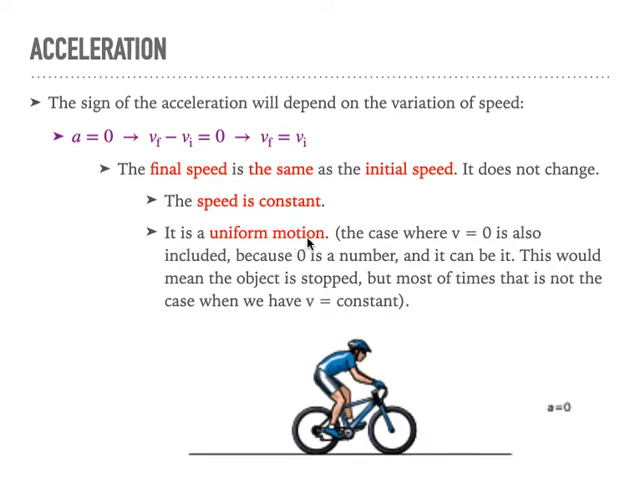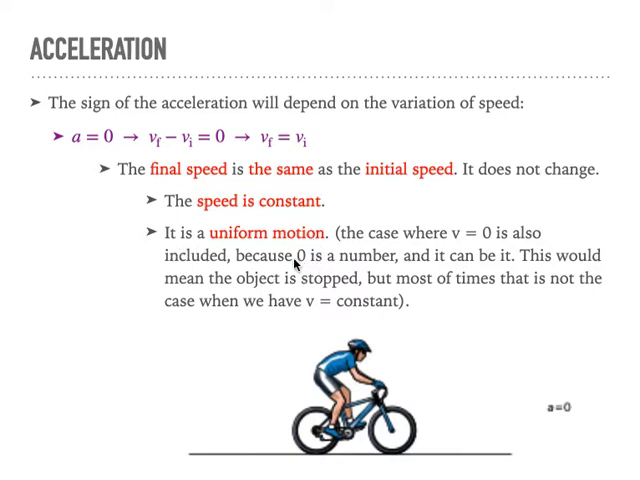a uniform motion. So uniform motion is that you're always moving at the same rate, at the same speed. Here we also have the case where the velocity is 0, and it's also included here. So it can also be that it's not moving at all, and it has 0 velocity, and it's not changing. So it's stopped. But stopped is a particular case of uniform motion, because the velocity is 0 and not changing.